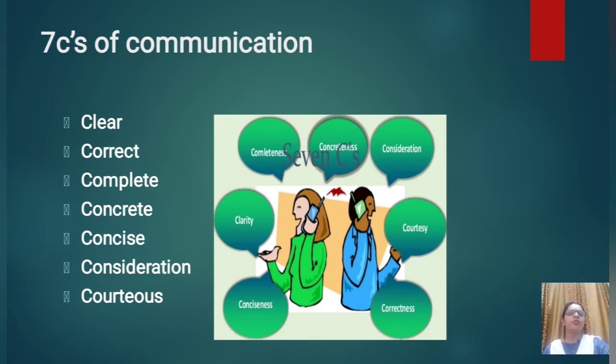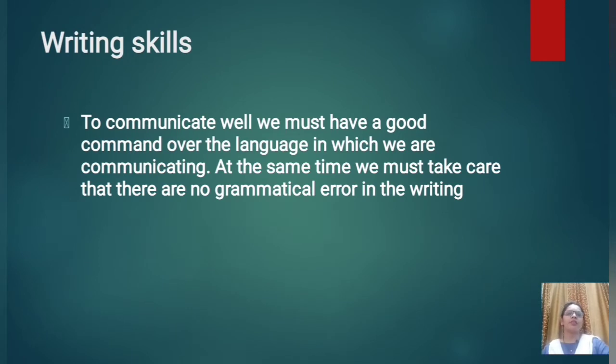Okay, it means your message should be brief and to the point. Next is consideration. The sender must take into consideration the receiver's opinion, meaning you keep the receiver's opinion in your mind also. Next is courteous. The sender must consider the feelings and viewpoint of the receiver while drafting a message. So that is our 7 Cs.